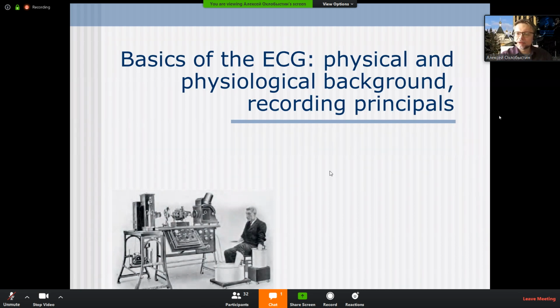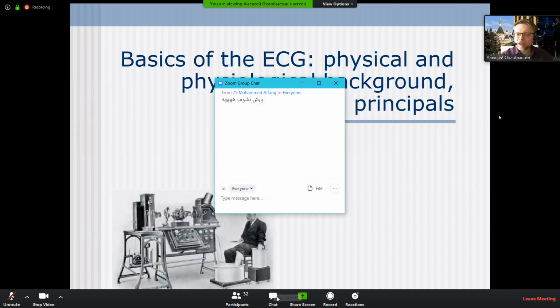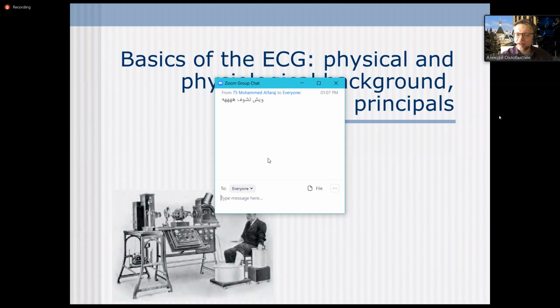Any ideas? Yes. This is a dog barking somewhere, so please switch off your microphones, those with the dogs. And again, any ideas, any questions? No, any answers to my question?